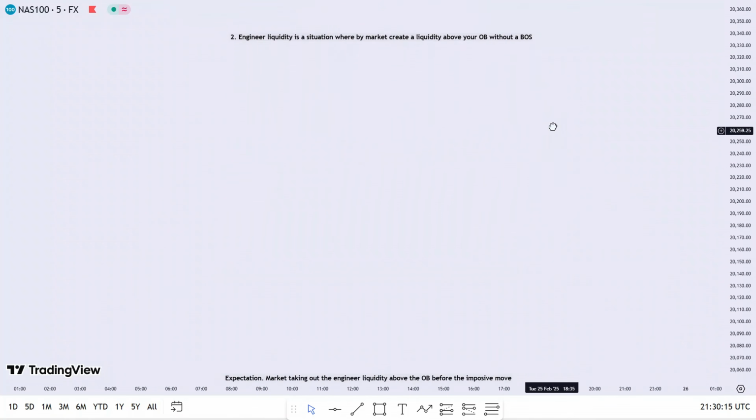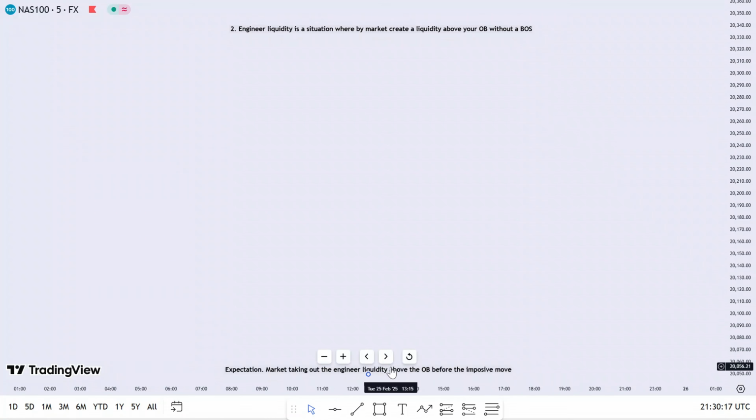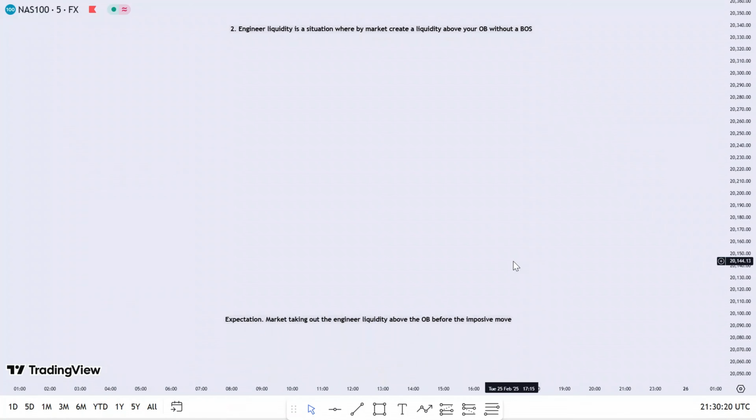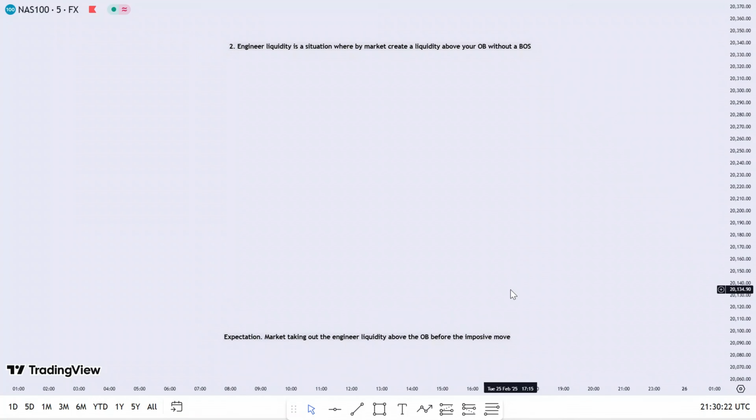Now your expectation for the engineer liquidity, let me take this a little bit up. Your expectation for the engineer liquidity is the market taking out the engineer liquidity above the order block before the impulsive move. Now, what is engineer liquidity? This is a situation whereby the market creates a liquidity above your order block without actually breaking structure. So this is what an engineer liquidity is.